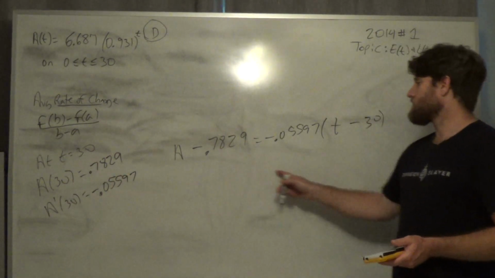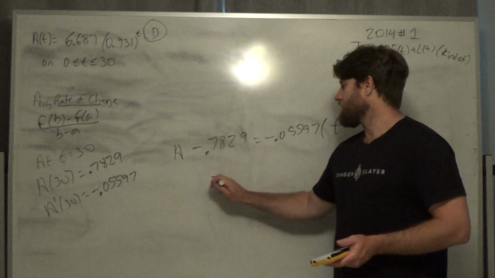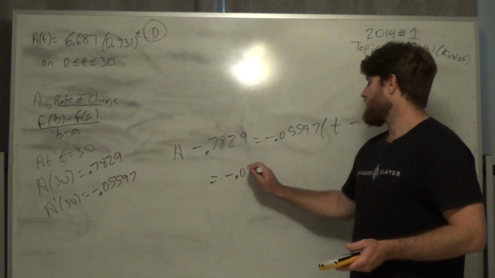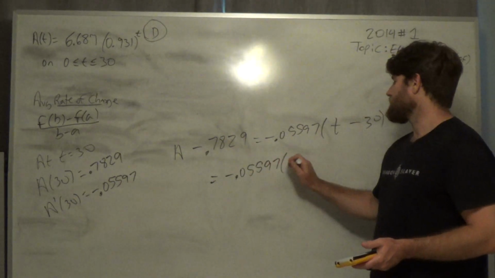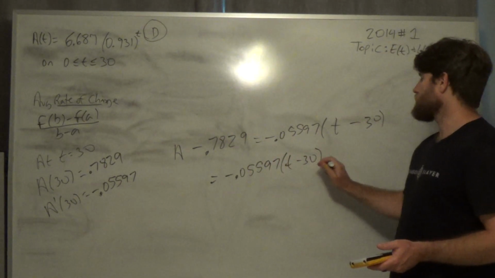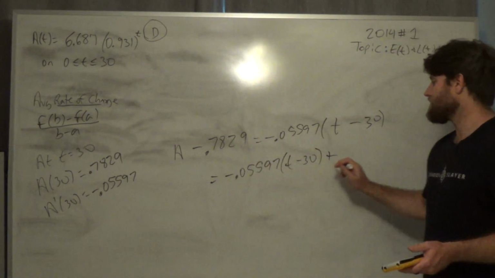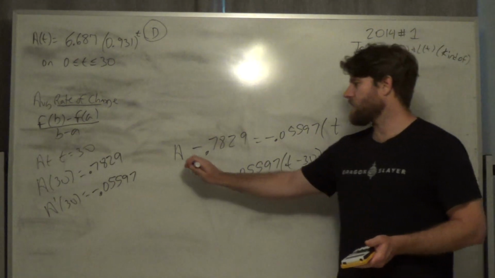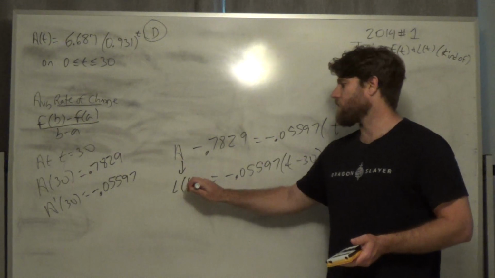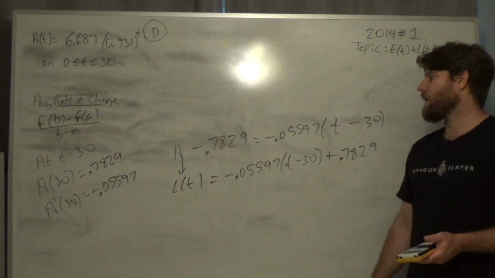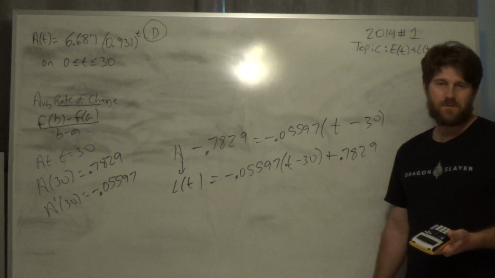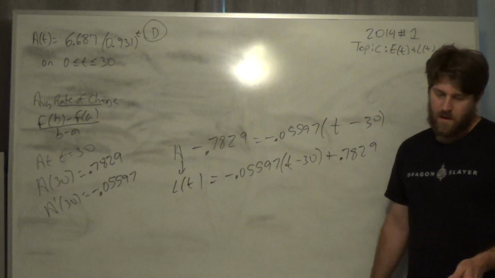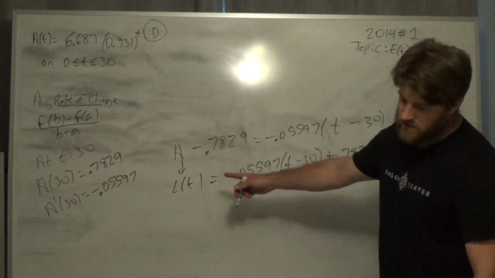And we're going to move this to the other side. So we get negative 0.05597 times (t minus 30) plus, because I'm adding this to the other side. And once I have this by itself, instead of calling this A, they've told me to call this L of t. So instead of A equals, L of t equals. Okay, great. And then they say, now use this equation.